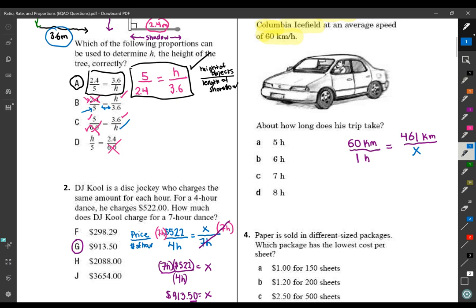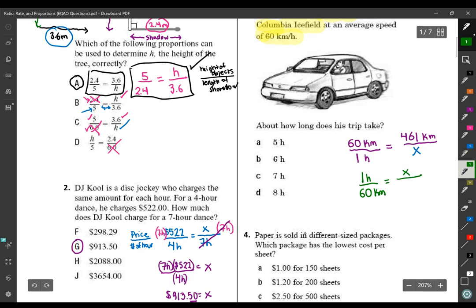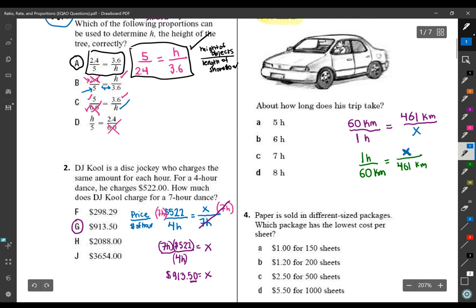And this is one of those scenarios where X is on the bottom of a ratio. So one method that we can use is to flip both sides of the ratio. So I could rewrite this as 1 hour over 60 kilometers is equal to X hours over 461 kilometers. And the reason I do it is because it's easier to solve for a variable when the variable is on the top of a ratio or rate. So now our next step is going to be to multiply both sides of our equation by 461 kilometers.